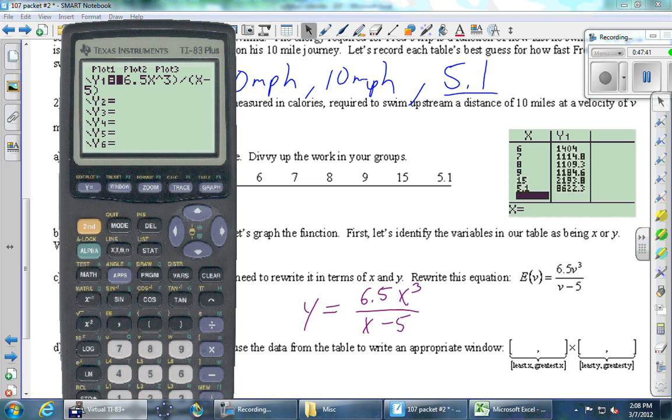Okay, and once we've got the thing typed in, we want to really think carefully about the window. What's the smallest X in the table that I've created? Even smaller than 6 in the table? Isn't 5.1 in the table? So how about we say 5? And doesn't 5 make sense as the slowest Fred might go? Because if he goes exactly 5, what happens? He will stay stationary, right? He won't make any progress at all. So it doesn't make sense to have him go backwards, like less than 5. And the fastest speed in my table is 15. How about we go to 20?